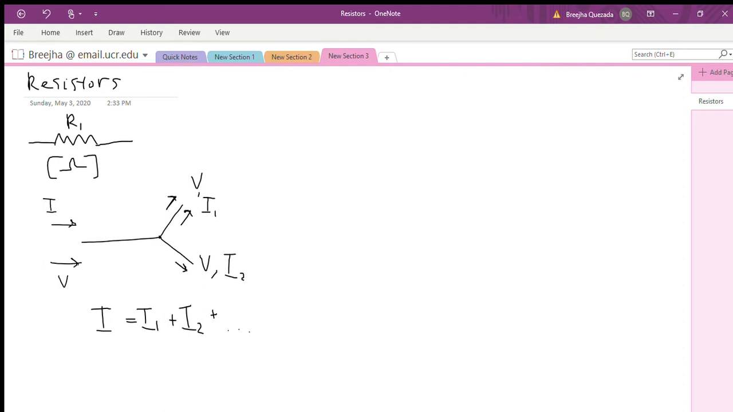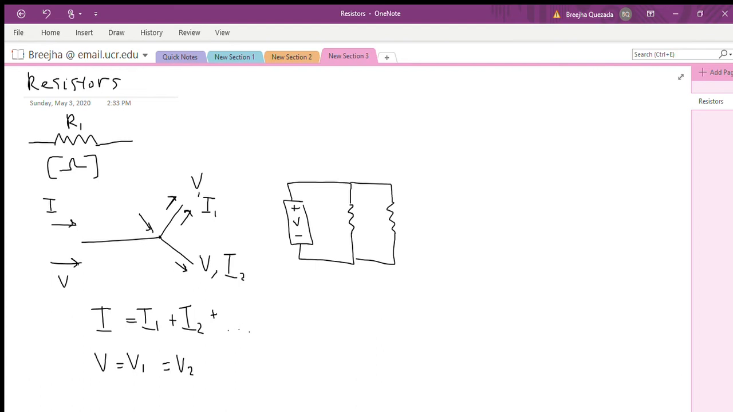And for this situation, V at the beginning, we can call it V equals V1 equals V2. So there really isn't a voltage drop across any of these components yet. And this rule is more commonly seen in reference to parallel circuits. So you might have a battery here with some voltage, a resistor, and then another resistor. And this junction here is the same as saying this junction right here.